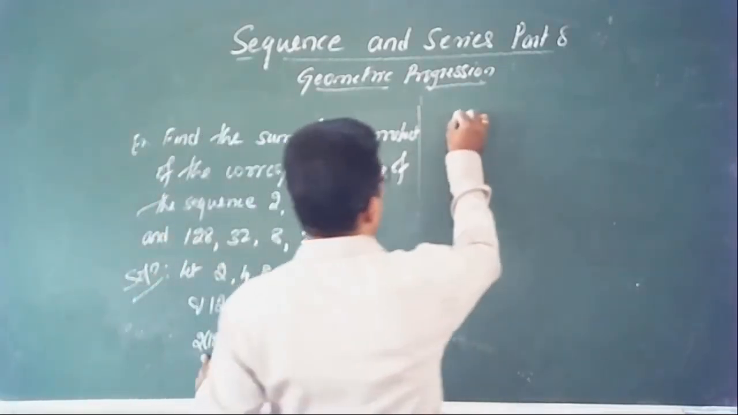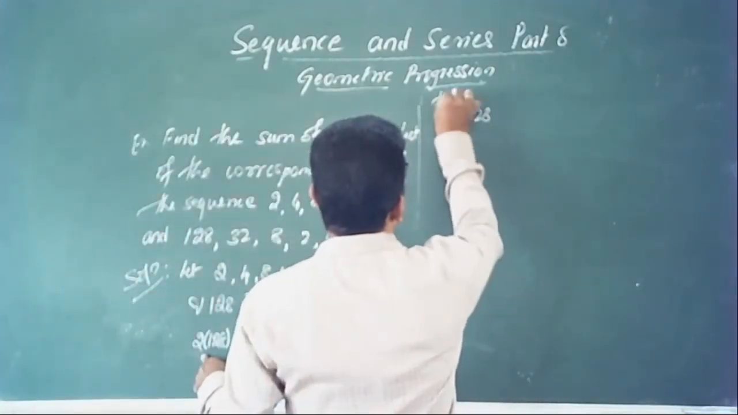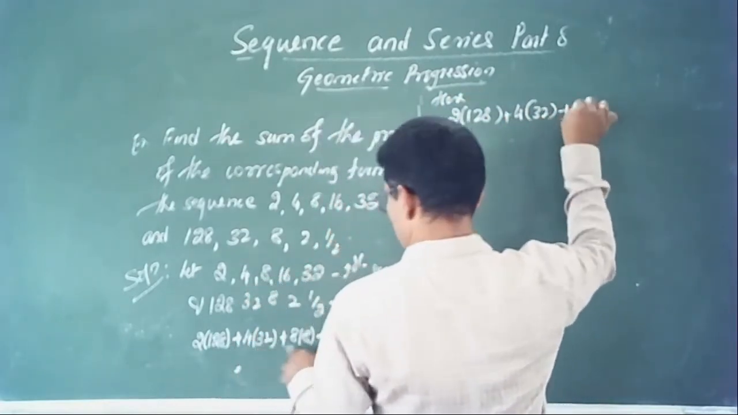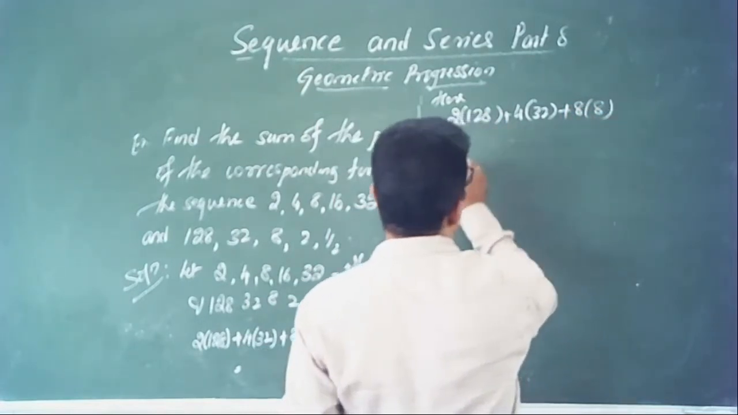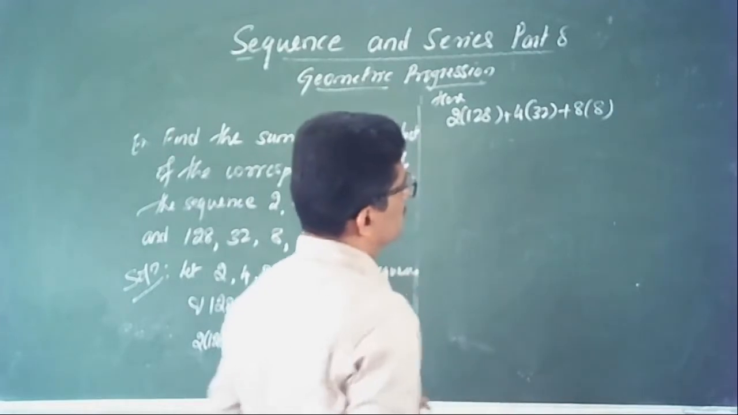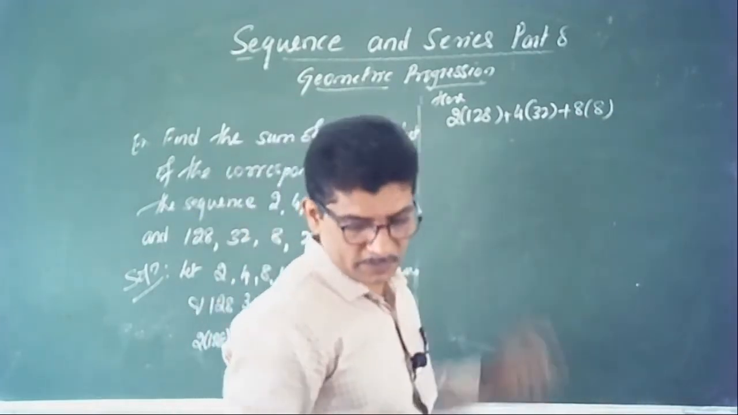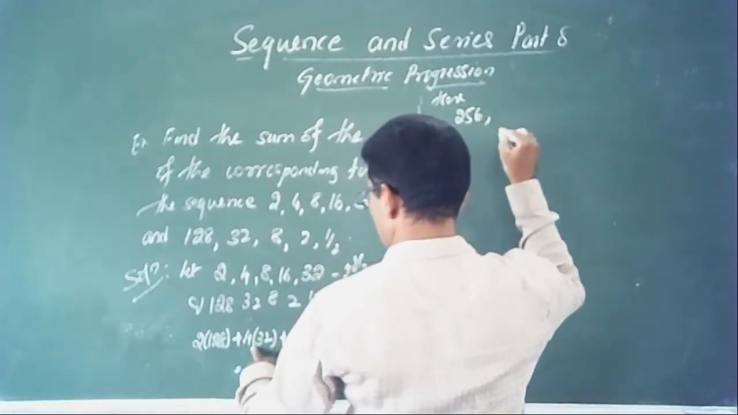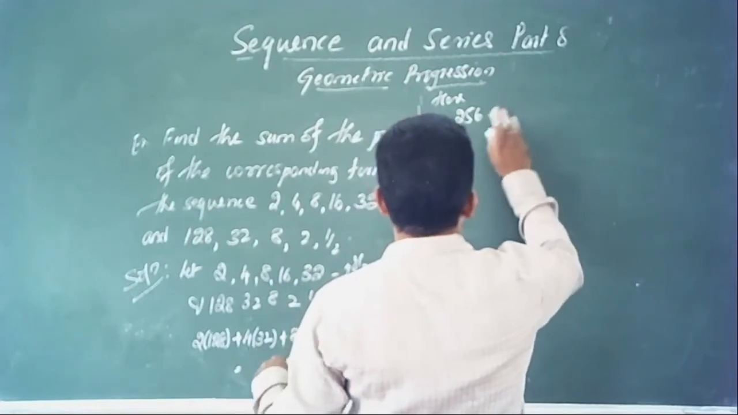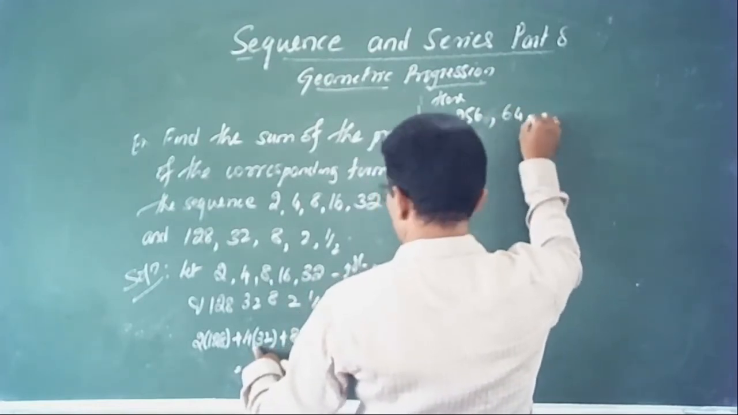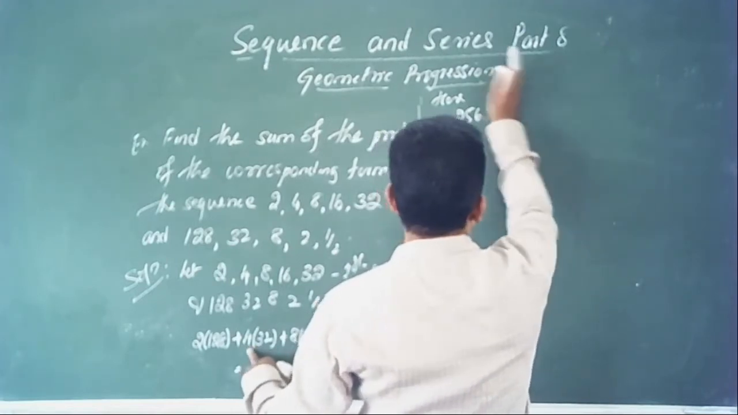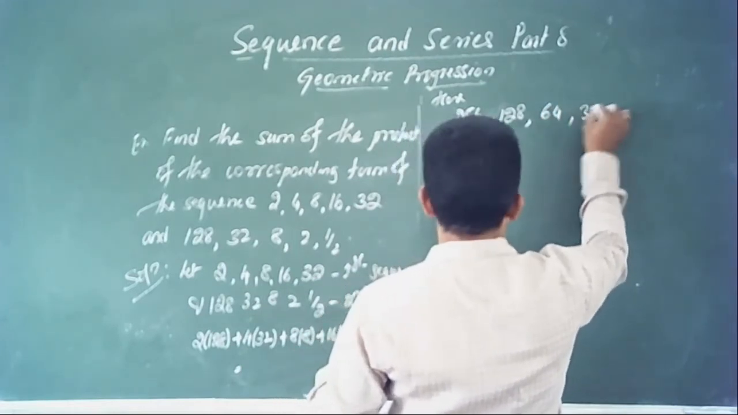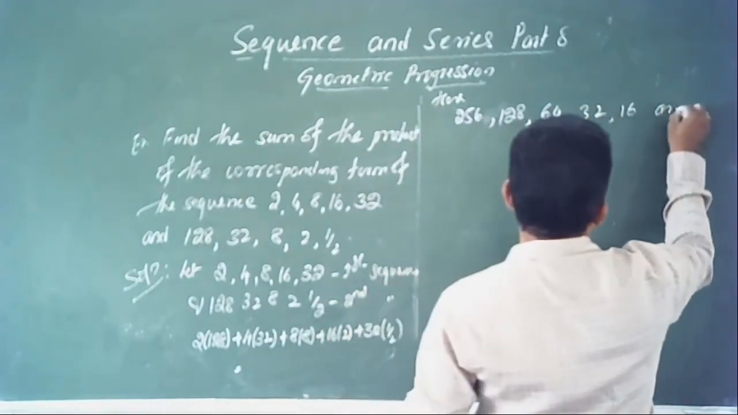Here you know that 2 into 128 plus 4 into 32 plus 8 into 8, multiply and we can get 256 plus 128 plus 64. Sorry, 256, 128, 64, 32 and 16. These are in GP.